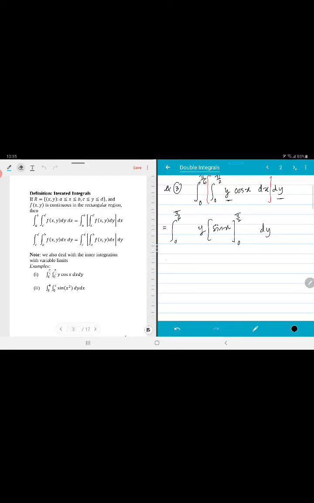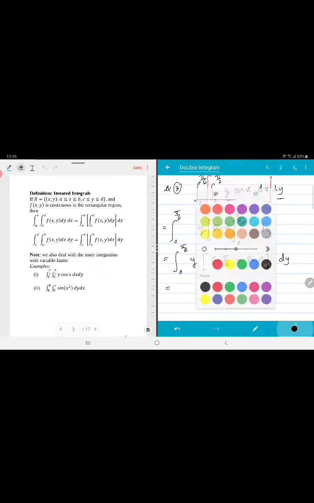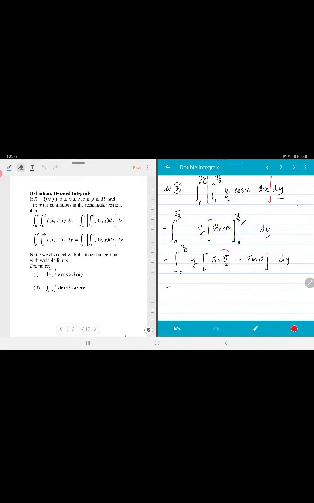Next step is to replace the upper and lower limits of x in our semi-solution. So here we have y. Remember, upper limit minus the lower limit. Replacing x with upper limit, we have sine pi over 2 minus the lower limit, which is sine 0. We still have dy there. But we know sine pi over 2 is 1, and we know sine 0 is 0. So simplify that. We get the integral from 0 to pi over 6 of y times 1 minus 0, so that we have y.